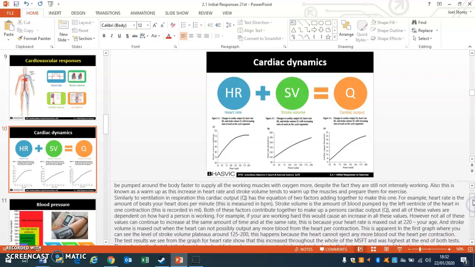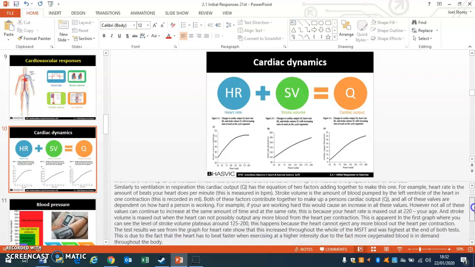Similarly to ventilation in respiration, the cardiac output, which is known as Q, has the equation of two factors multiplying together to make this one. For example, heart rate is the amount of beats your heart does per minute. This is measured in BPM. Stroke volume is the amount of blood pumped by the left ventricle of the heart in one contraction, and this is recorded in milliliters. Both of these factors contribute together to make up a person's cardiac output, and all of these values are dependent on how hard a person is working.